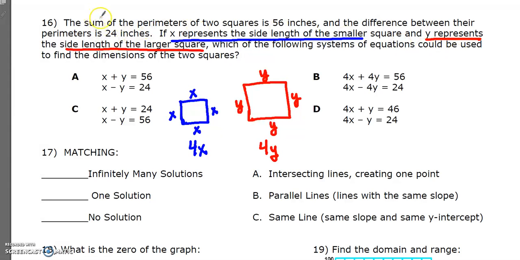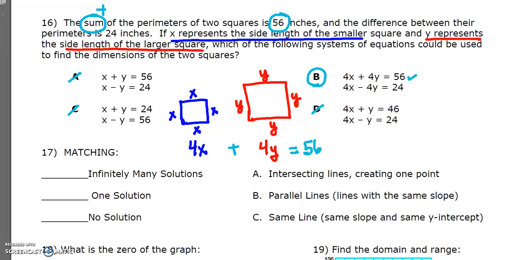It says the sum of the perimeters of the two squares is 56. So the sum means I'm going to be adding. So all I have to do is say perimeter of this plus the perimeter of this is going to equal 56 inches right here. So we are looking for that equation. I don't see it in A, I don't see it in C, I see it right here in B, and I don't see it in D. Well, guess what? We found it, B.